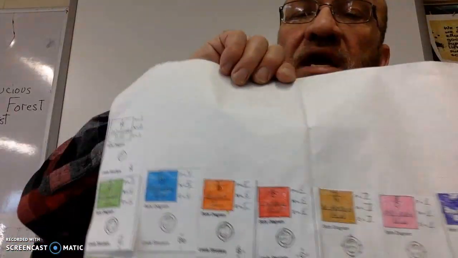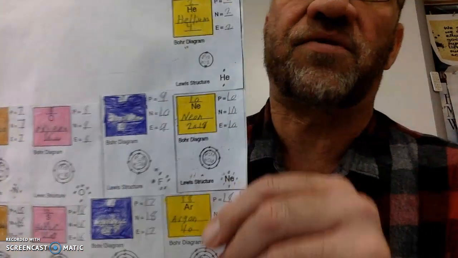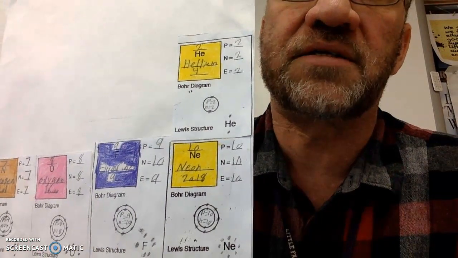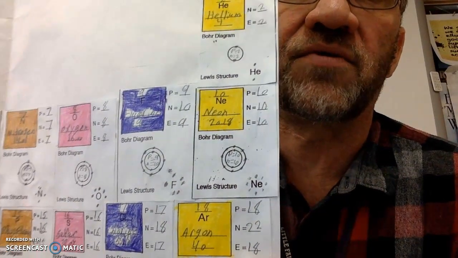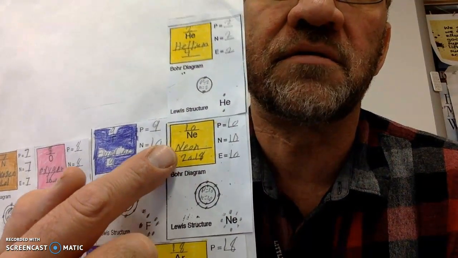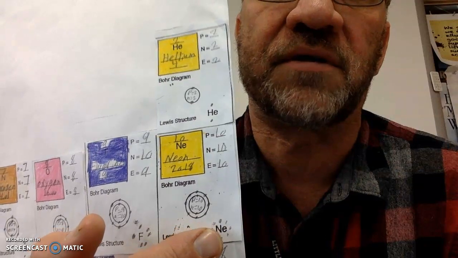So anyway, let's look at this one right here. Let's check this one out. So we have 10 protons, 10 neutrons, and 10 electrons. So what did they do? They put 2 electrons on the first shell, and on the outside, they put 8. That equals 10 electrons. Perfect. For the Lewis structure, they should have 8 dots around this symbol. And they do. They have 8 dots around the symbol. Good job, whoever did this one.